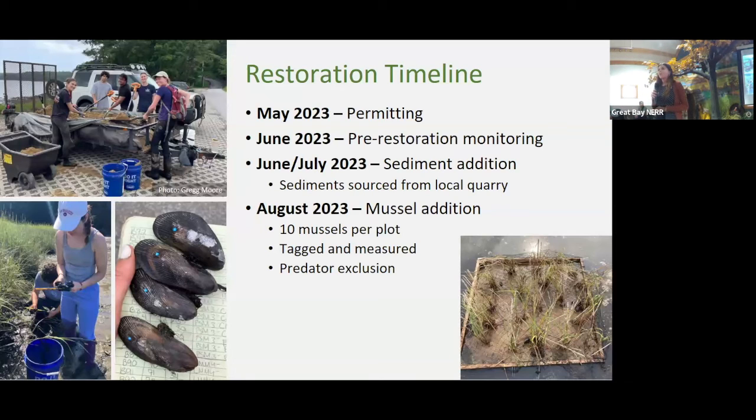To give a brief overview of the restoration timeline for this work, over the past summer in 2023, I established the experimental design at Adams Point. In May, I got all the necessary permits to do this work, and then in early June, collected pre-restoration data. In late June and early July, we added sediment at a depth of 14 centimeters, consistent with prior work, gathering sediments from a local quarry and adding them manually to the plots, as you can see in that top left photo. In August of 2023, the mussel addition took place.